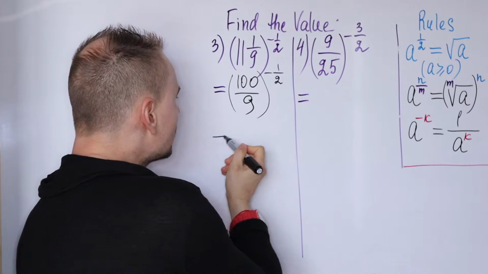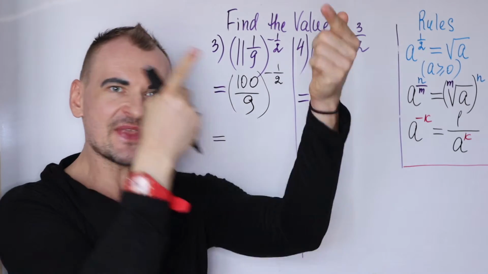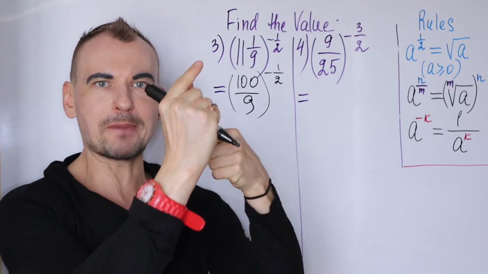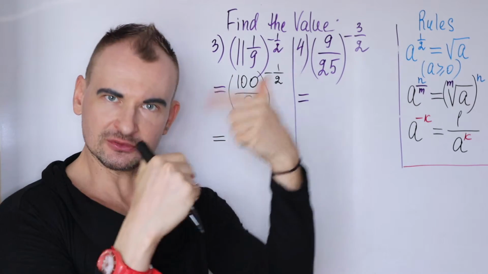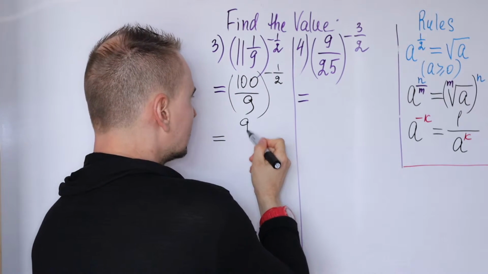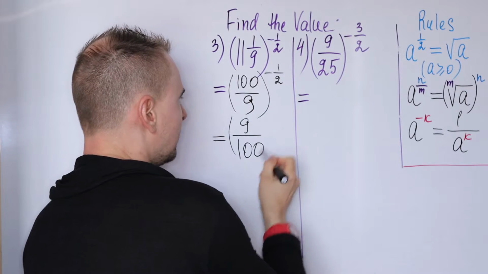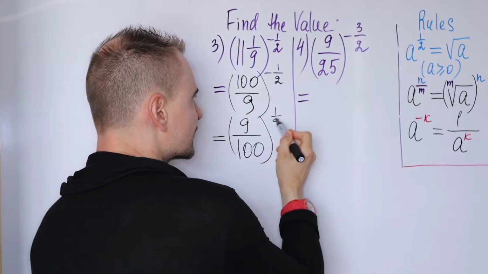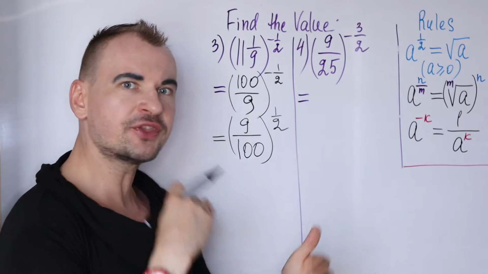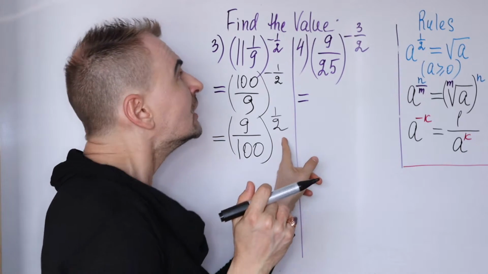Since your base, again, is a fraction, when you take the reciprocal, all that means is that you need to swap, switch, turn upside down the top and bottom of your fraction. So 9 goes on top, and 100 goes on bottom. And your power becomes positive, so it's not negative anymore. Now things are getting better.